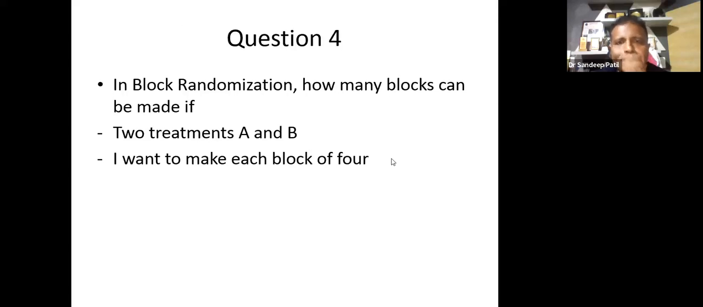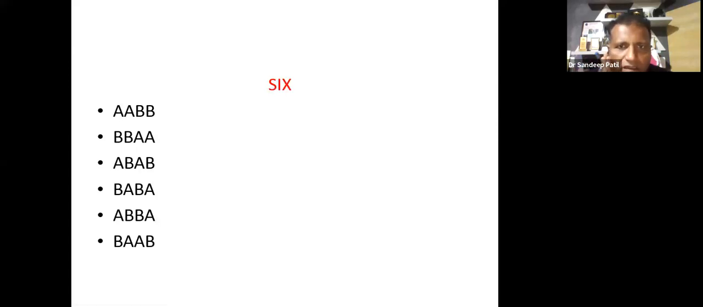No answer is coming. I will wait for 10 seconds and I will try to answer. So the answer is 6 blocks are made. See, in a randomized control trial, you are going to make two groups, the group which is going to get an intervention and another group which is not going to get an intervention. So during randomization, there is always a doubt that you will have an unequal number of intervention and non-intervention group. To avoid this, we do block randomization.